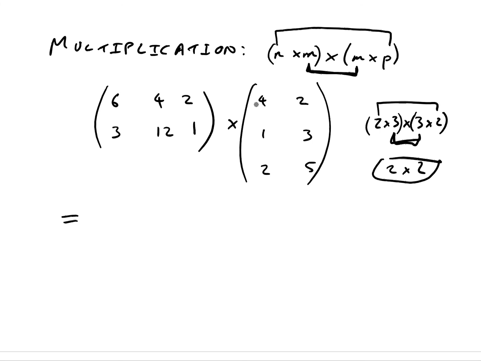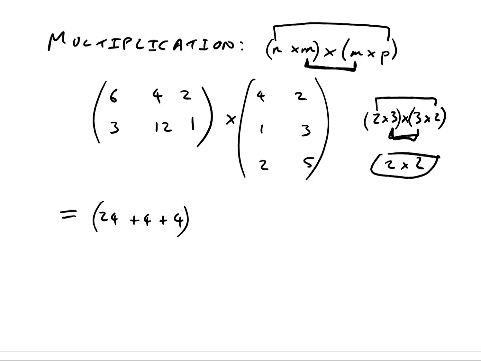So 6 times 4, that is 24, plus, this is all in the first element position, the first top corner, 4 times 1, plus 2 times 2. Okay, so that is the element in the top corner. And then the first row, second column, that's going to be the first row of the first matrix multiplied by the second column of the second matrix. So we've got 6 times 2, that is 12, plus 4 times 3, that is 12, plus 2 times 5, that's 10.